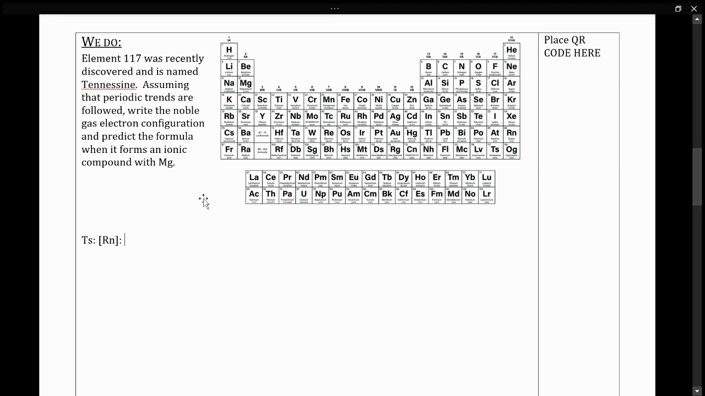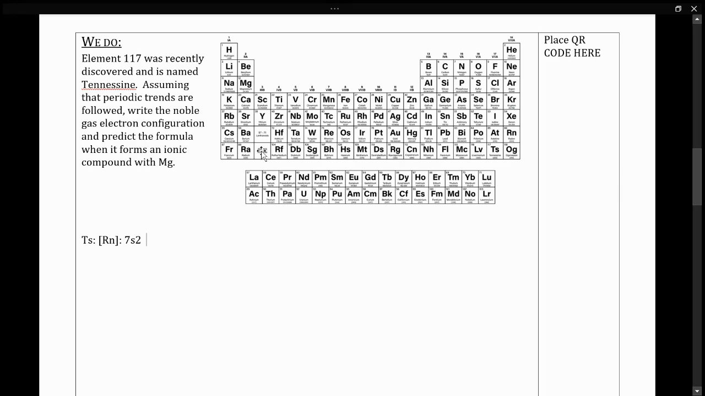And this is what happens after radon. We have to come and start over here at francium. To find the energy level that you're starting on, you have to count down. So this is energy level 1, 2, 3, 4, 5, 6, and 7. Okay, so this is the S block. The S block is going to be completely full, so I'm going to write 7s2.